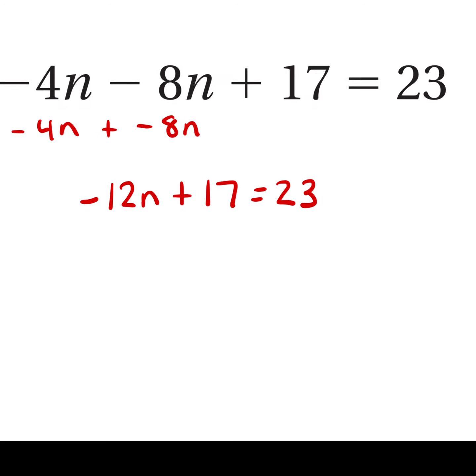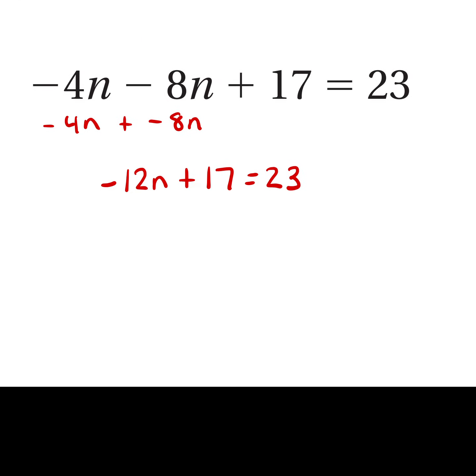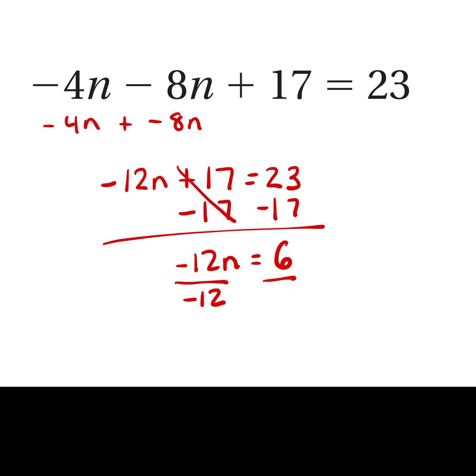Okay? Now this problem looks like these ones over here, where I've got to get rid of my 17 first. Do the opposite of what it is, so I'm going to subtract 17 to both sides. Negative 12n equals 23 minus 17 is 6. Divide by negative 12 to get that away from the n. I know 6 over 12 is a half because half of 12 is 6. So n equals, we'll cancel those out right now, n equals negative 1/2.